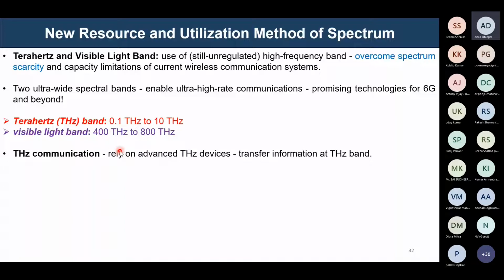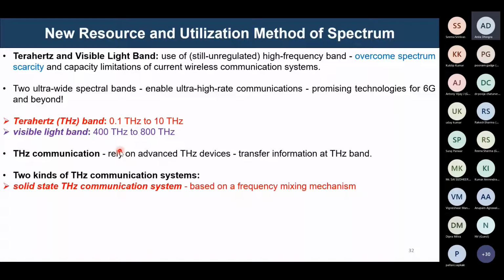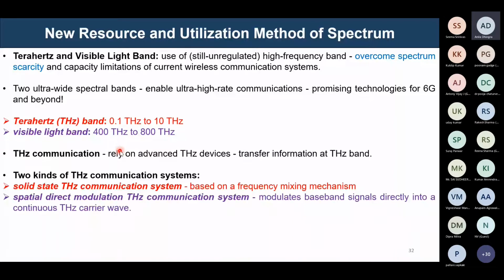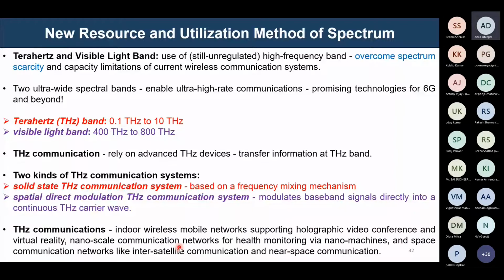The thing that comes with it is higher path losses, which we have to overcome through beamforming. Then there are the front ends: how are we going to get to terahertz? The traditional method is frequency-mixing based. We put frequency mixers to take the signal from lower frequencies to higher frequencies, mixing at intermediate frequencies and bringing it to terahertz. The second one is direct modulation in the terahertz communication system, modulating the baseband signals directly onto the terahertz carrier wave. This kind of technology is what people are trying to build upon.